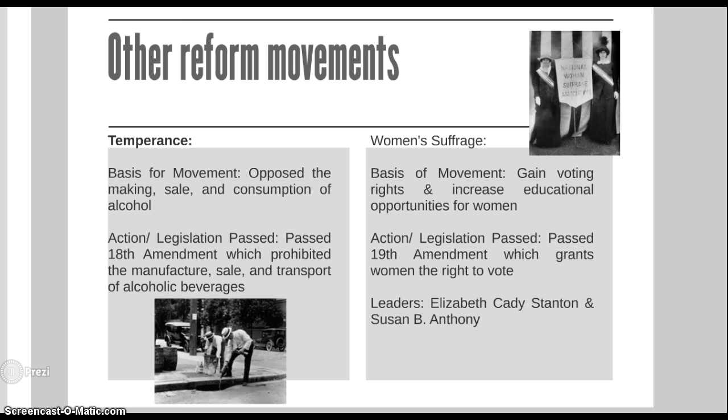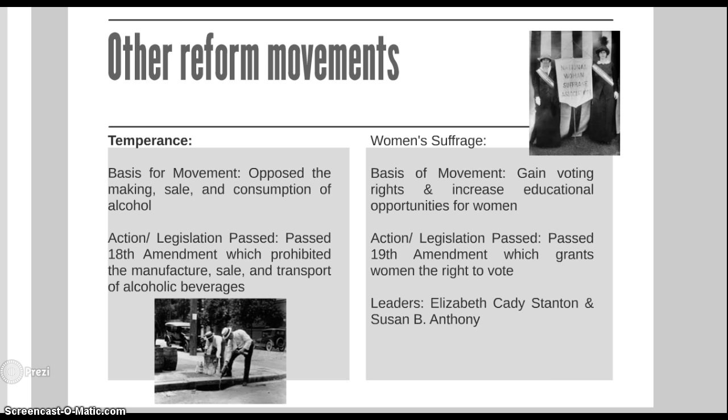Another reform movement of the progressives is women's suffrage. Suffrage means the right to vote. The basis for this movement is to gain voting rights and increase educational opportunities for women. There are many women and men in favor of this movement, and there are many people, women and men, who are not in favor of this movement. The U.S. government passed the 19th Amendment to the Constitution, which grants women the right to vote.